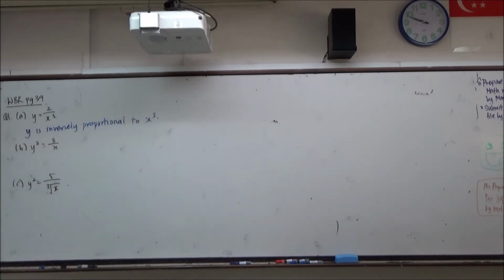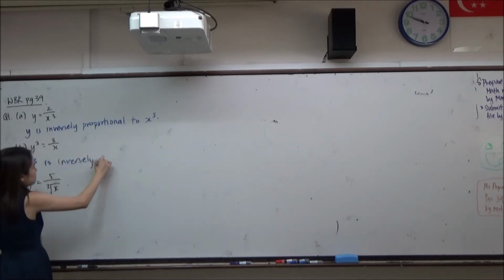Alright, then what about part B? If I have y cubed equals 3 over x, what do you think, Nicholas? Y cubed? Very good. Okay, y cubed is inversely proportional to x.